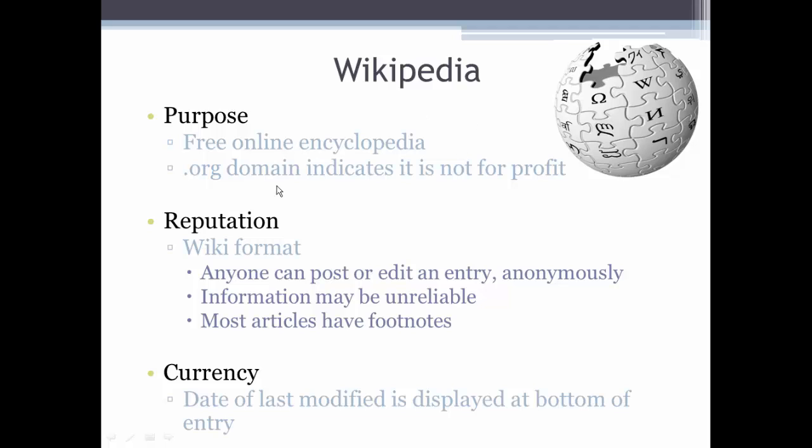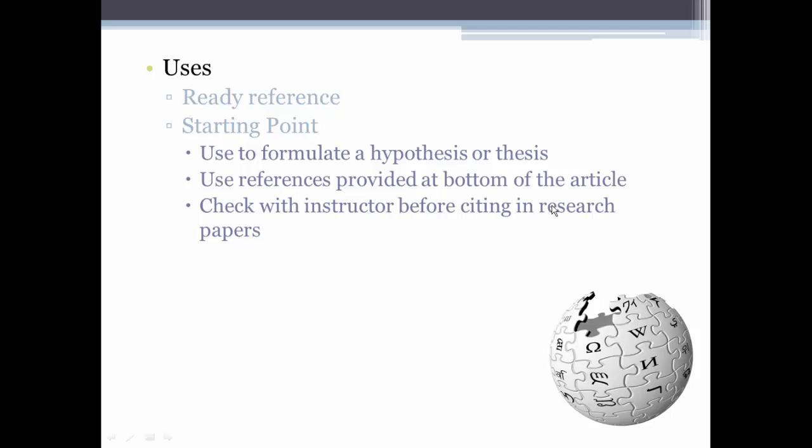So based on these three factors, we could say that because of its reputation for being anonymous and unverified, Wikipedia is good for answering ready reference and basic knowledge questions. It's a good starting point. It could provide information on which to base a hypothesis. It can also provide good references for more information. However, ask an instructor before using it as a research reference.